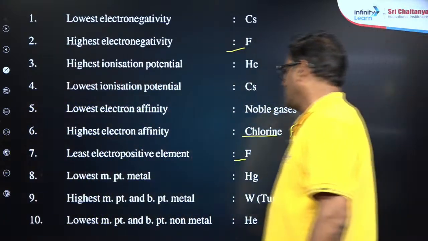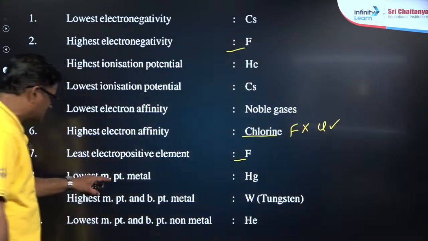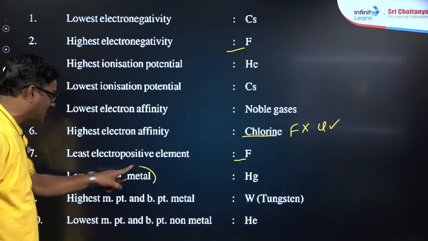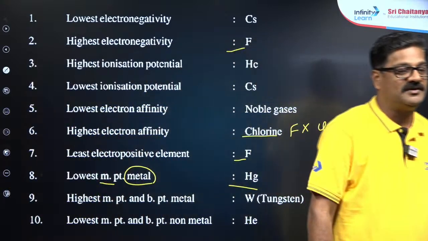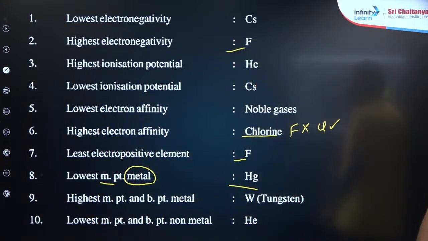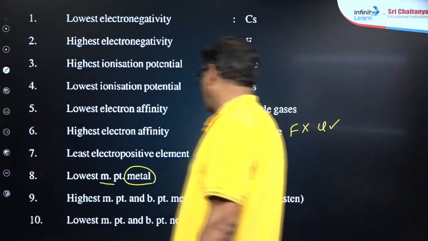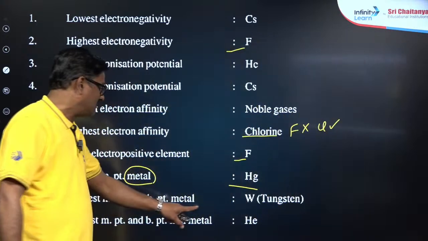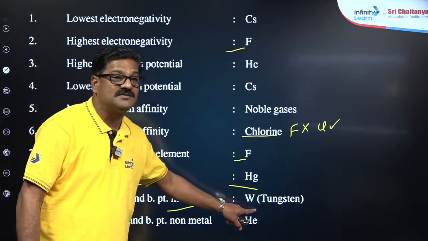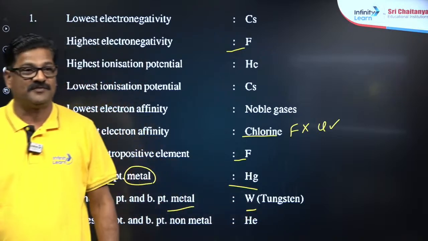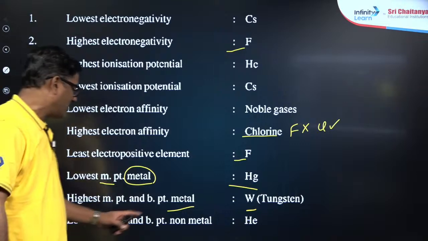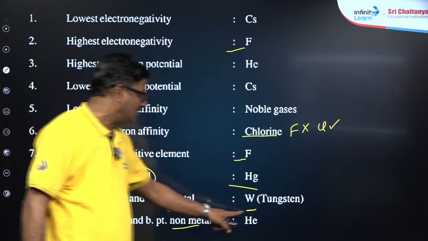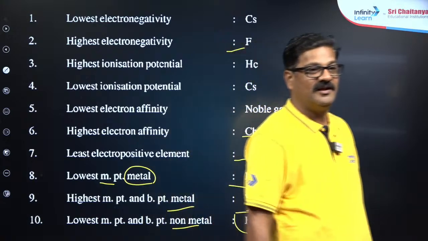And the element with the lowest melting point of the metals is going to be mercury. Element, metal with lowest melting point. Highest melting point and boiling point metal is going to be tungsten. Symbol is W, wolfram. And lowest melting point and boiling point non-metal, helium.